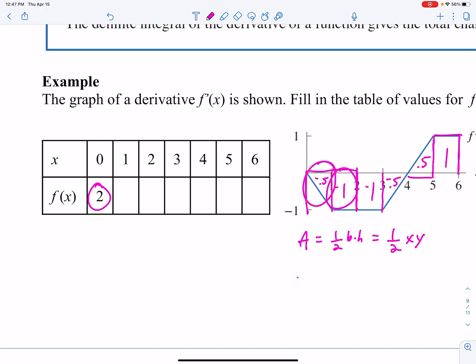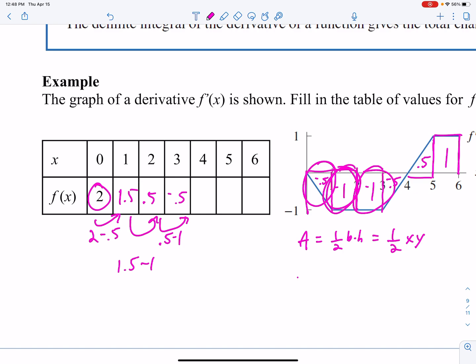All right, so to find the f of x value for x equals 1, we'll do 2 minus 0.5. Adding a negative just means subtract. So that gives us 1.5. That was going from here to here. Now to go to this one, we go to the next rectangle on the graph, which is -1. So 1.5 minus 1 is 0.5. Next rectangle was -1, so go to here is 0.5 minus 1. Be careful with your signs here.